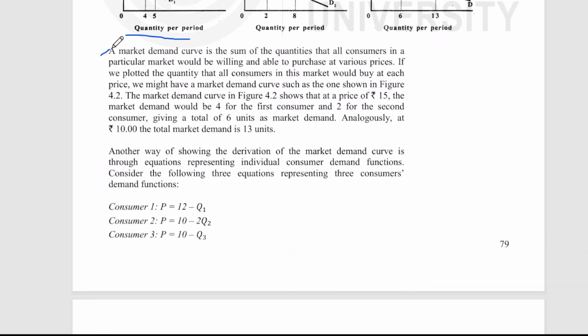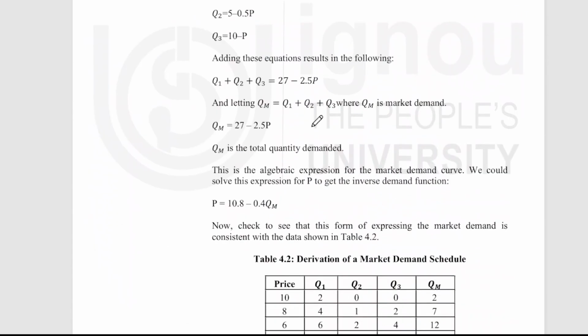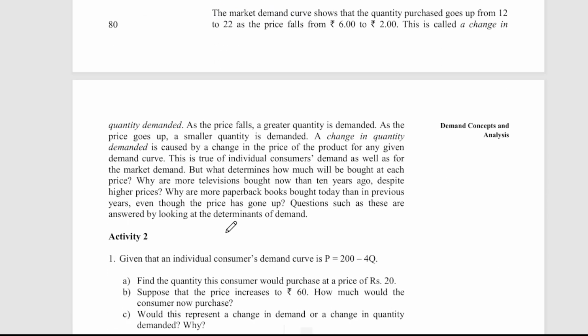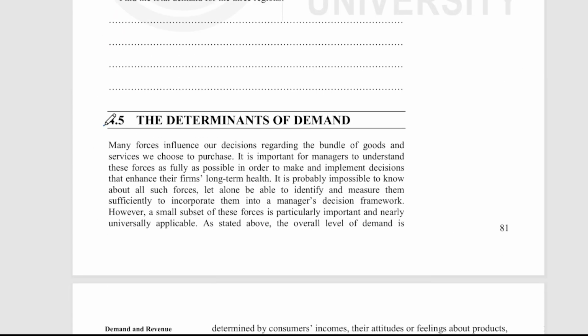A market demand curve is the sum of the quantities that all consumers in a particular market would be willing and able to purchase at various prices. The example is here: consumer 1, consumer 2, consumer 3. All have different choices from the market. These are the equation-based derivations, and the table also shows the derivation of the market demand schedule. Please refer to your IGNOU MBA study materials, and the activity is also based on this section. Please do it.